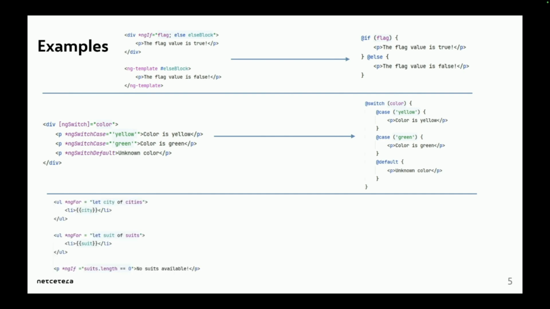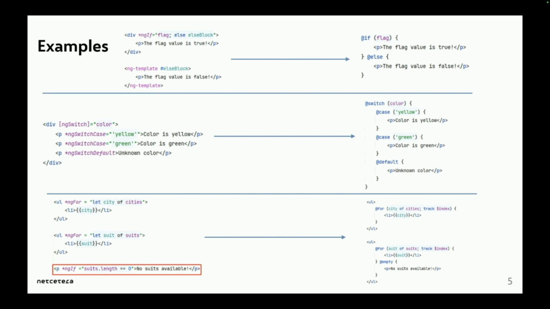The last thing is about the looping. So we have the ngFor, and on the right-hand side, we have the @for syntax. Here, there are a bit more changes, mainly with this. So in case your array is empty and you need to show some fallback content, with the old approach, you had to actually do an ngIf to check the length of the array. And in the new approach, we have this empty block. So this is now contained within the same for statement.